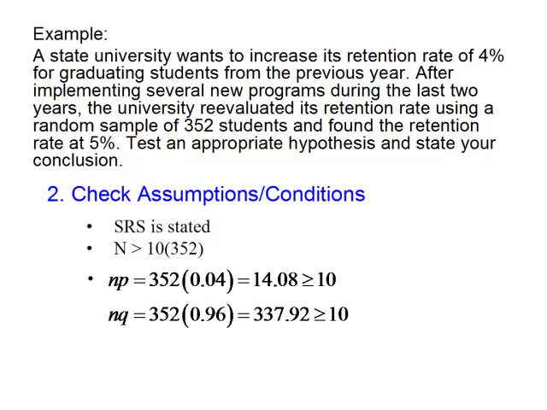Now, since we know what p is equal to, we're going to use p rather than p hat. So np is equal to 352 times 0.04, which is 14.08, and nq is equal to 352 times 0.96, which is 337.92, and they are both greater than or equal to 10.